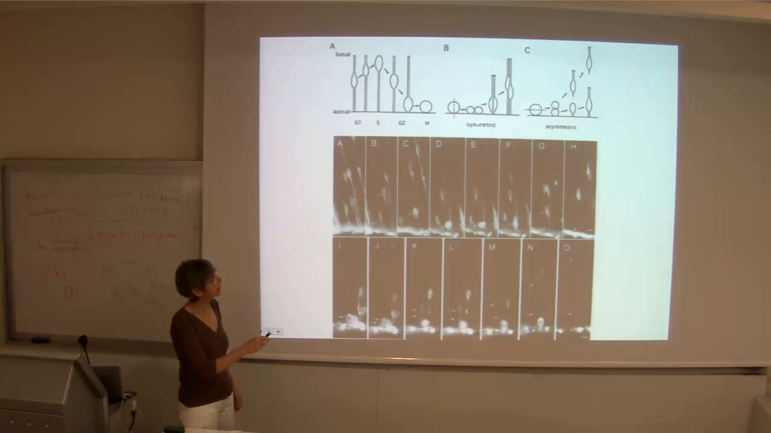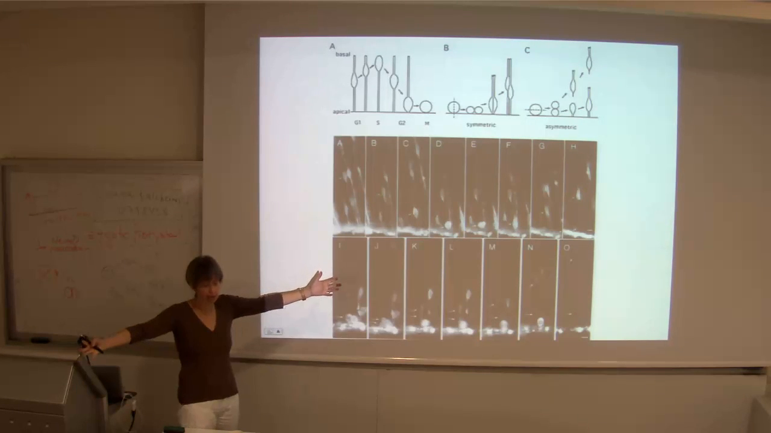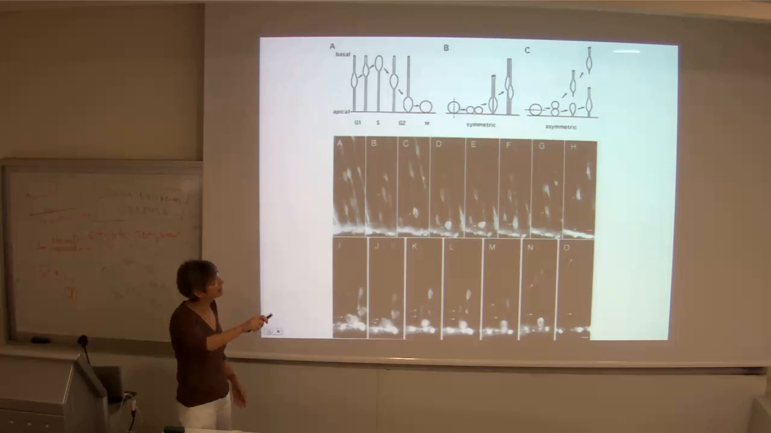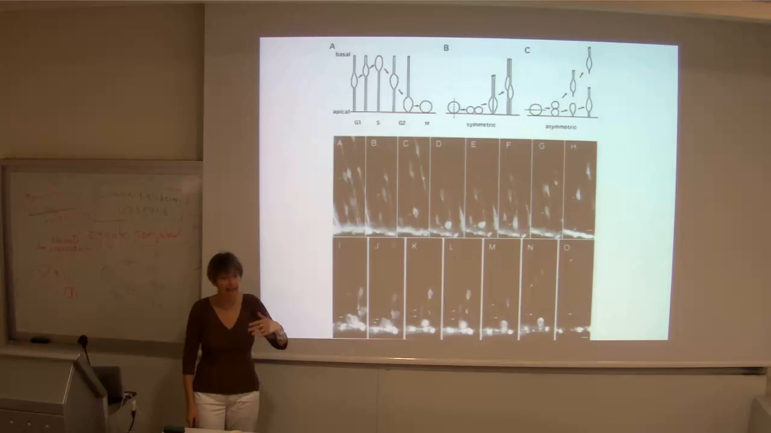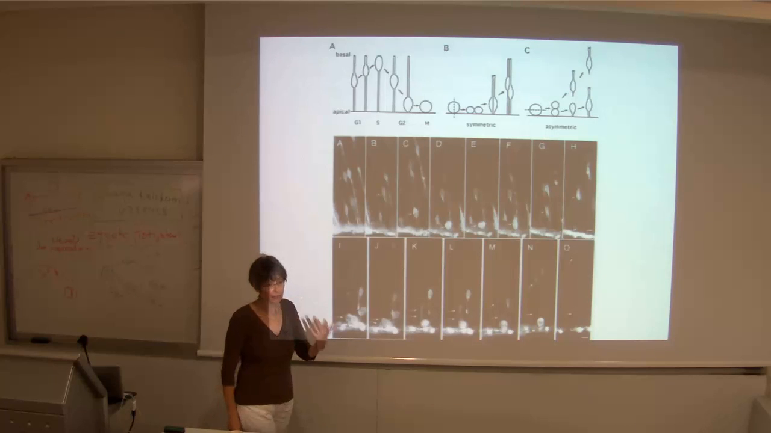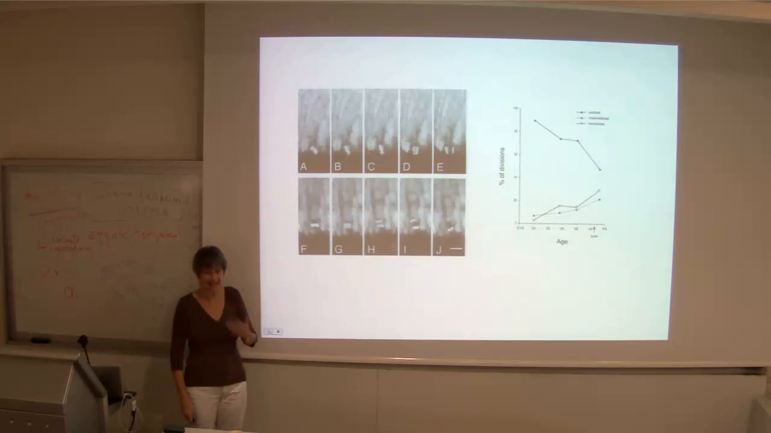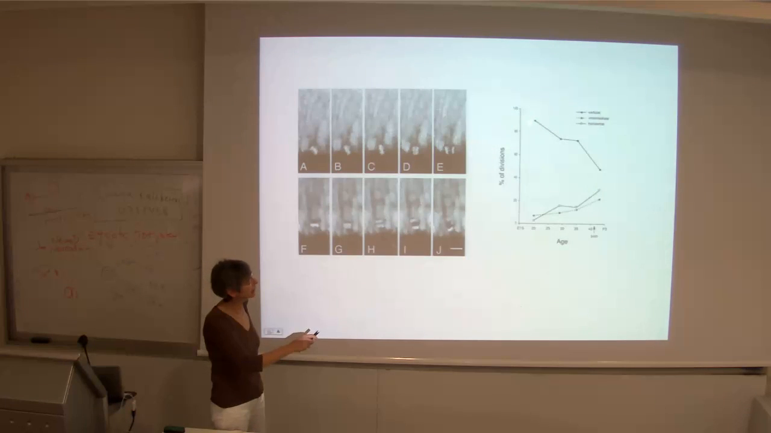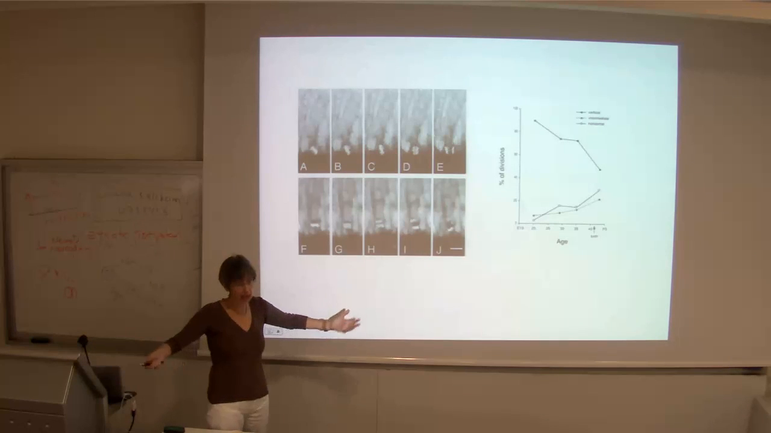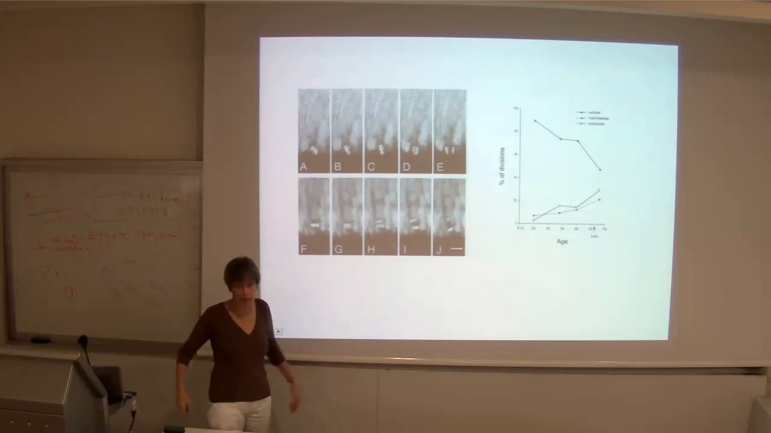So symmetric cell divisions generate more progenitors, account for the growth of the system, and asymmetric cell divisions are differentiated cell divisions. They are responsible for the transition into differentiation. So basically, statistically speaking, at the beginning, most of them are symmetric because we have to account for a rapid growth of a system.